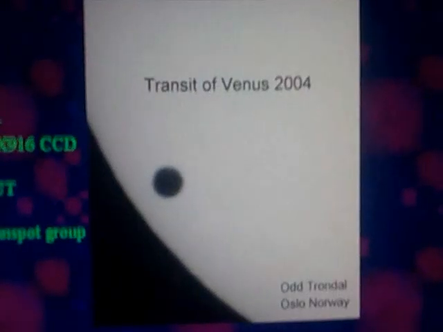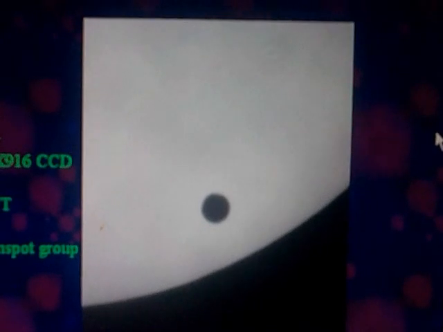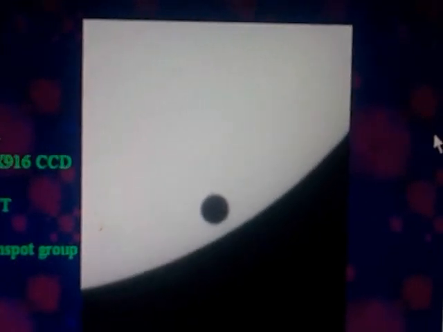So here it starts. Here's a still picture with sunspots. And we can see the planet move out of the sun.